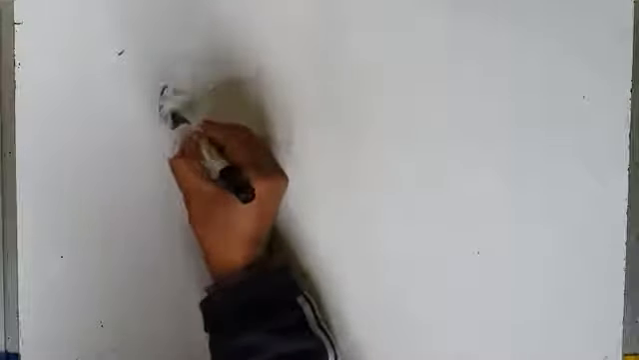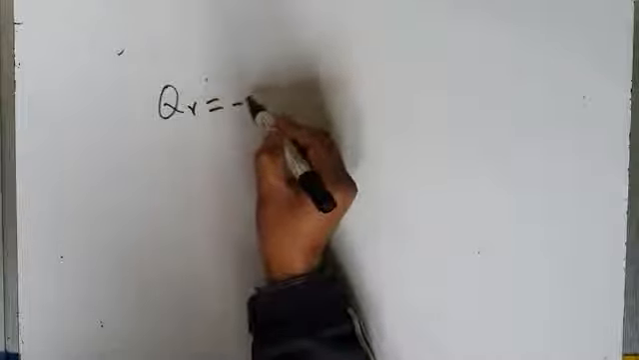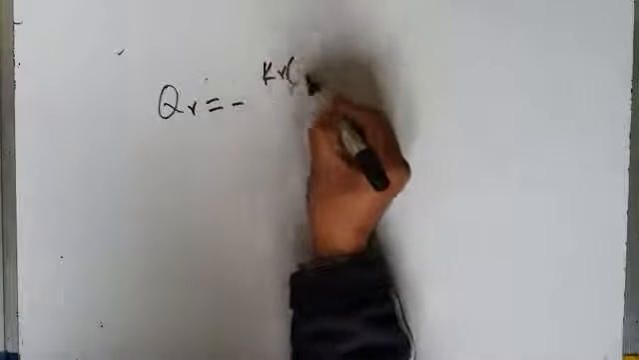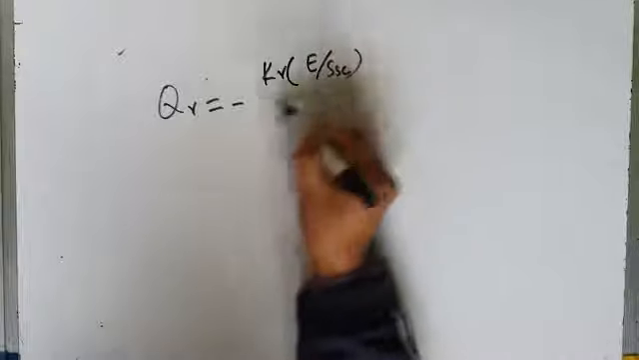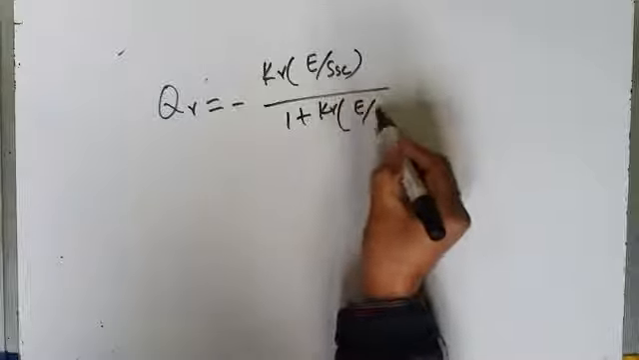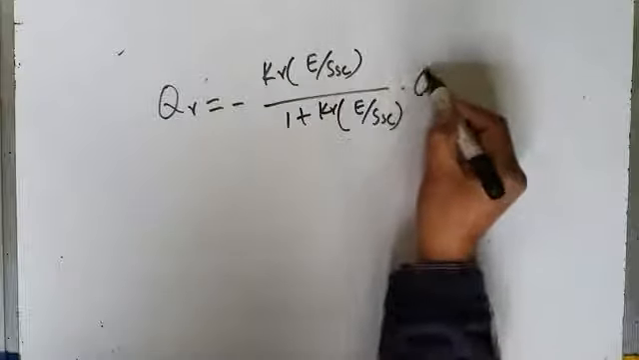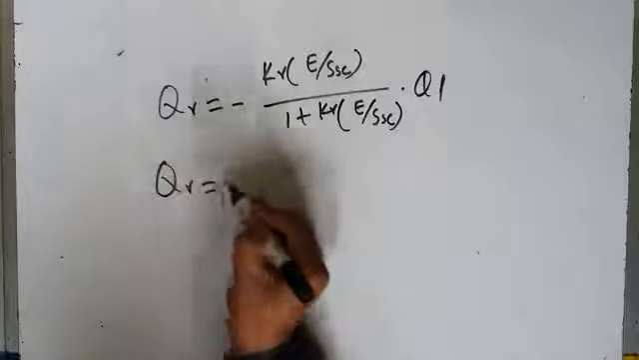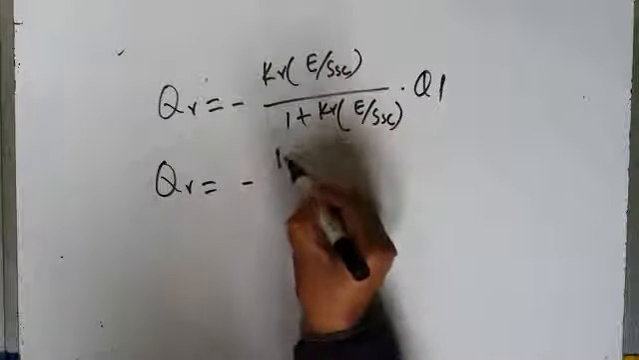We are also asked to find the relationship between compensator reactive power and load reactive power. That is given by equation number 7 that we derived just a few moments back. Q gamma equals minus K gamma into E by SSC divided by 1 plus K gamma into E by SSC, into QL.